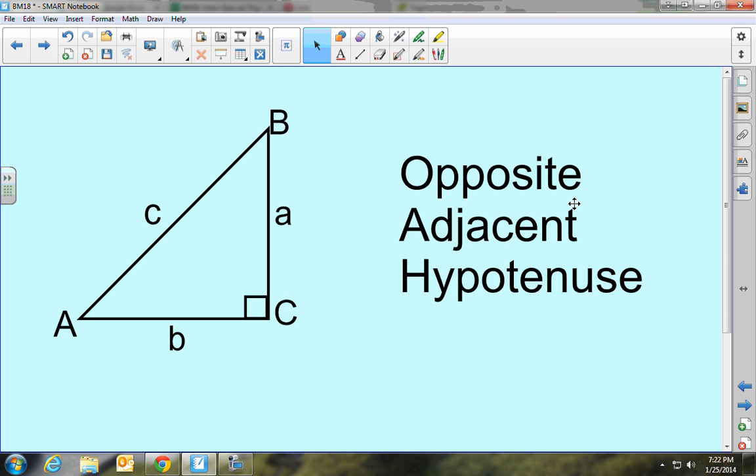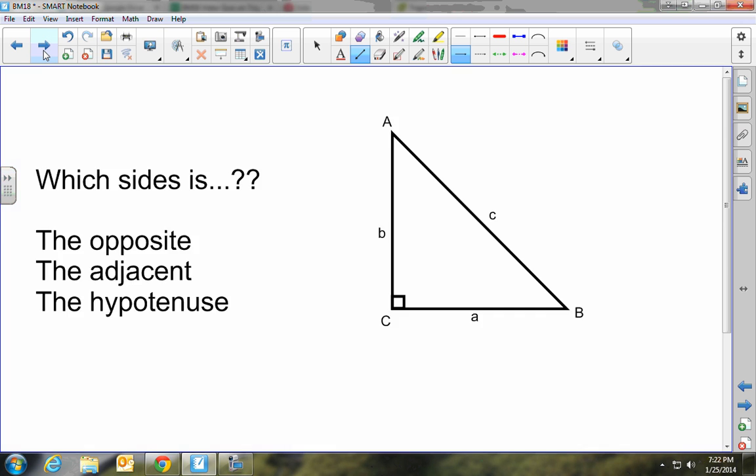For our purposes on this benchmark, we'll need to understand that the three sides are called opposite, adjacent, and hypotenuse. Now you already know which side is the hypotenuse. You'll recall that the hypotenuse is the side that is opposite from the right angle. And we usually call that side C. It's also the longest side in the right triangle. So that should be something you're already familiar with.